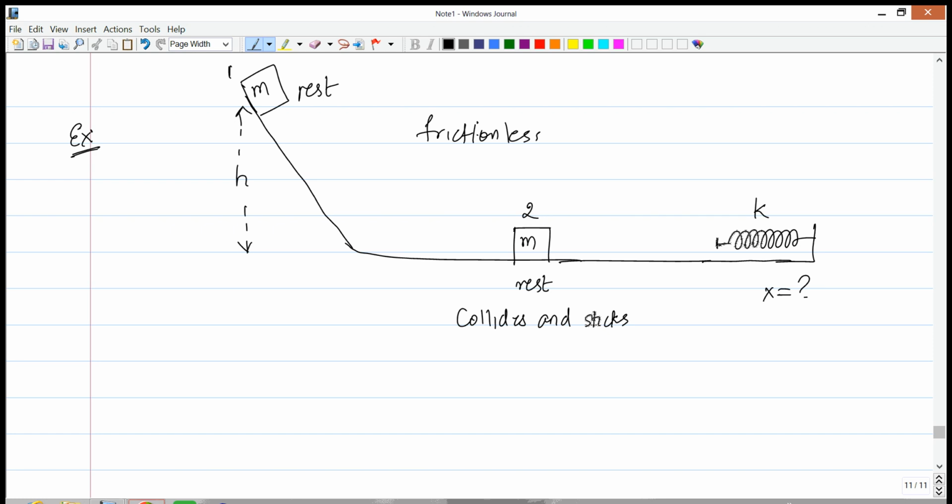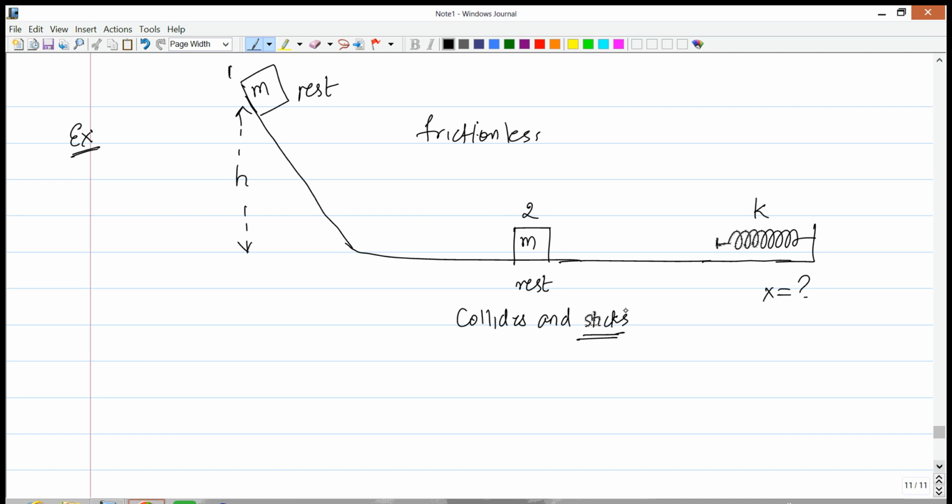It's a frictionless hill. It slides down a hill of height h, and at the bottom it collides and sticks with another block of mass m as well. Okay, and then they move together, and then they go and compress the spring. Our final ultimate goal is to figure out the spring compression. So we want to know, what are all the things that we're going to use to figure the spring compression out.